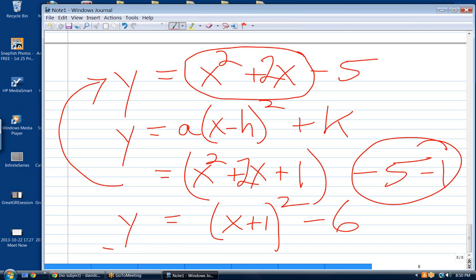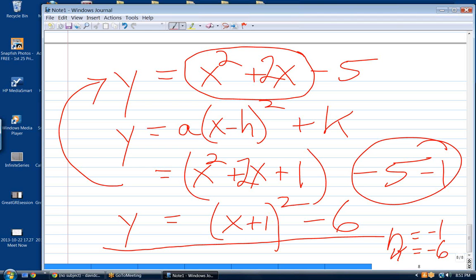In other words, if I'm reading h and k from that, I know that h is negative 1, k is negative 6. Notice that if I plug in negative 1 into here, I get x plus 1. That's how I get an h of negative 1. You with me? Yeah. So the vertex is negative 1, negative 6.